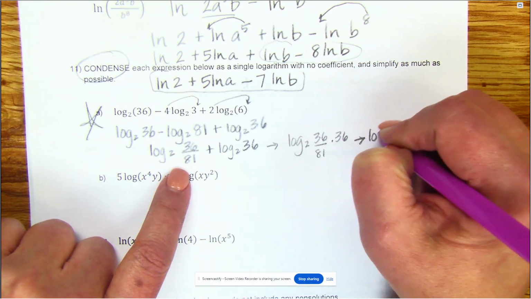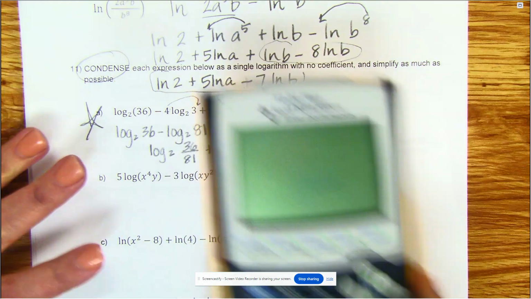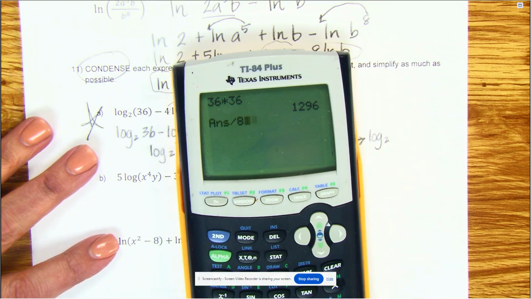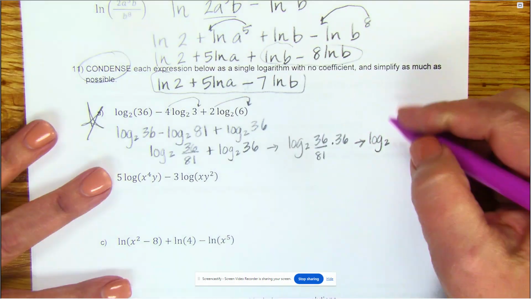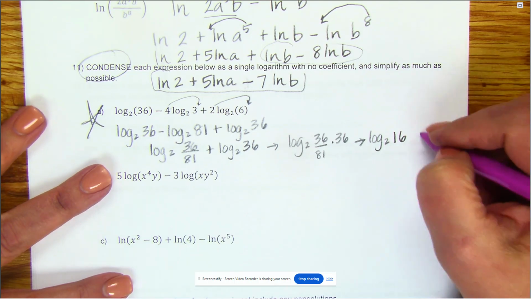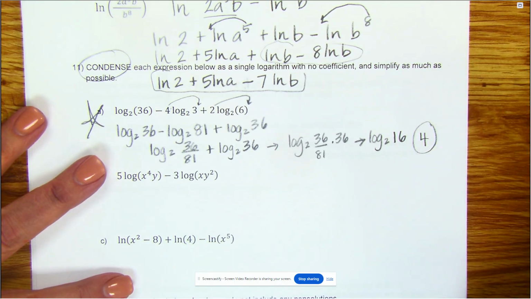So now I'm going to go ahead and clean this up. I'm going to do 36 times 36 and then divide that by 81. That becomes 16. So this is all just log base 2 of 16, which I can evaluate mentally. 2 to the what power is 16? This whole thing simplifies to 4.